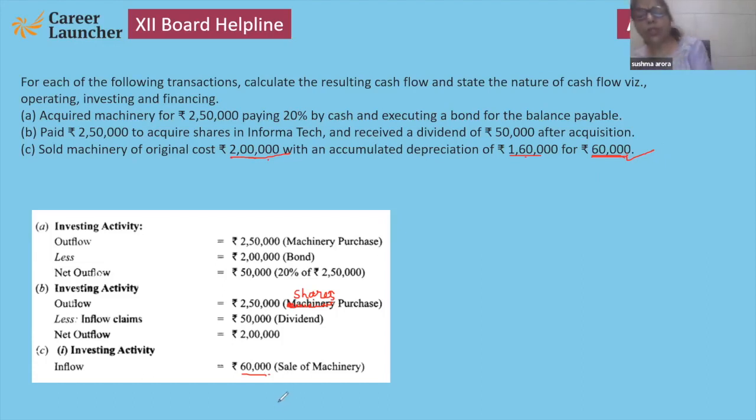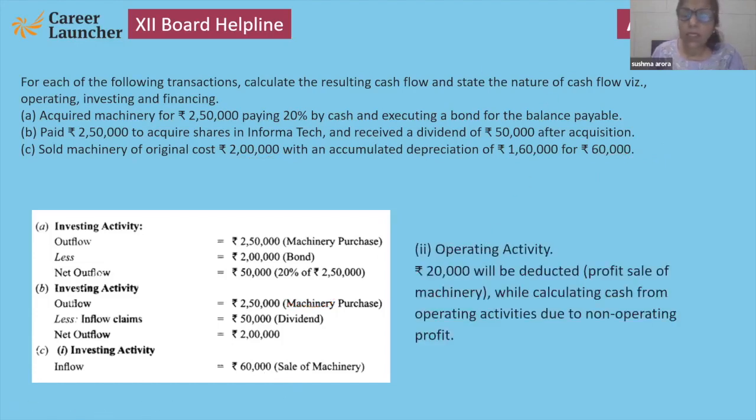Okay. I'm sure now you all are able to understand all the activities. Yes, clear. See, in operating activity, 20,000 will be deducted from profit on sale of machinery while calculating cash. Why? Because the book value is 40,000, but the selling price is 60,000. So 20,000 is profit on sale of machinery. Clear? Next.